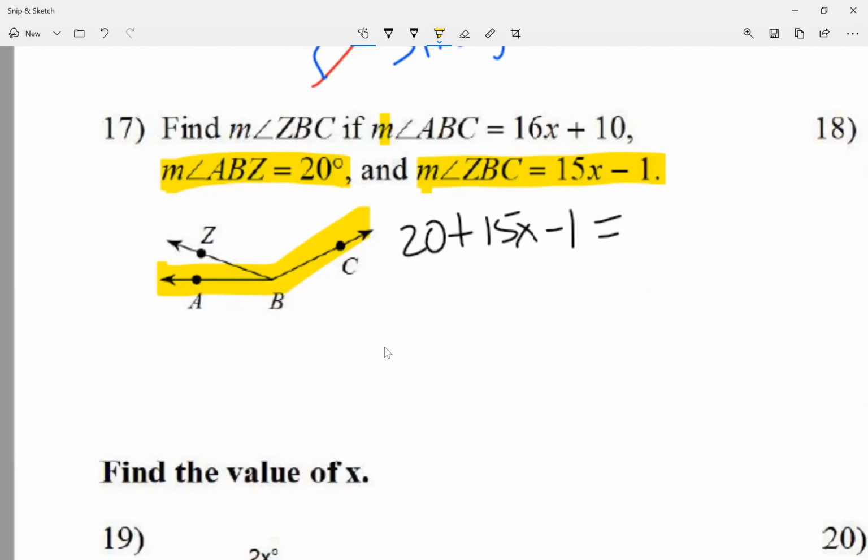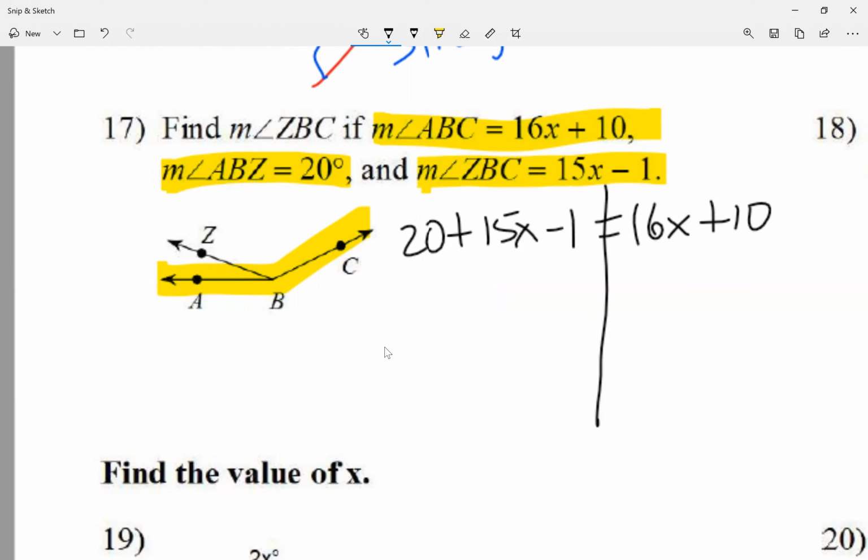I know angle ABC is equal to 16x plus 10. So let me just write here 16x plus 10. I added the two small angles and it is equal to the big angle. Now here, let me separate the sides to the equal sign. Let me solve for x.